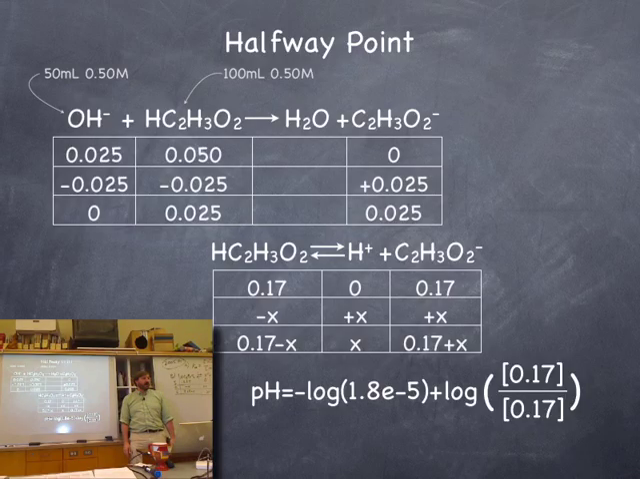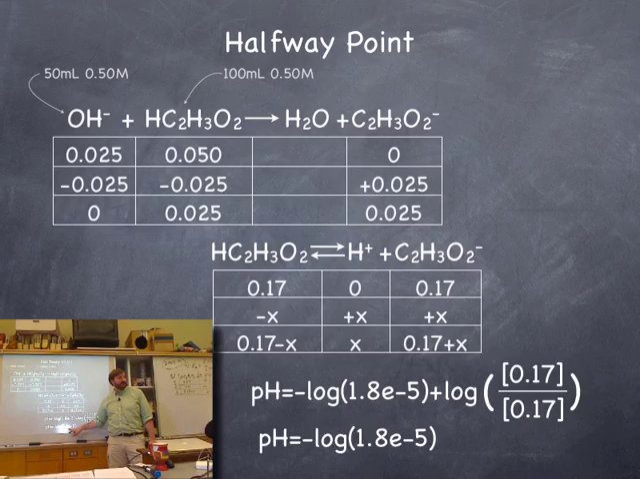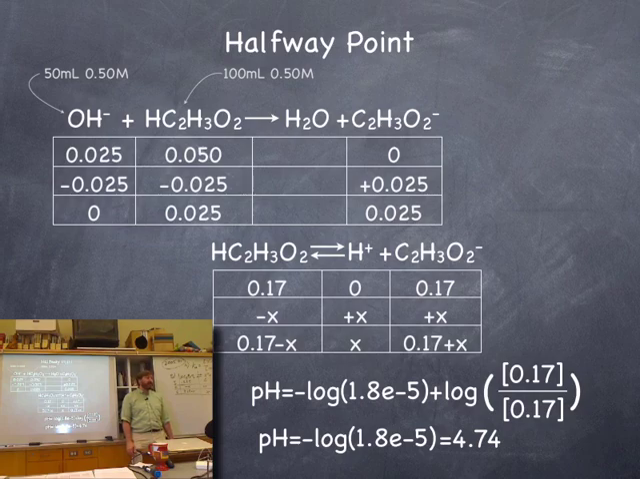What's the log of 1? It's 0. So at the halfway point, the pH is equal to pKa. In this case, 4.74. So that's what makes the halfway point really useful to us. If we can figure out the halfway point from our experimental data, and there are ways we can do that, then we can figure out what the pKa is, and from that, the Ka value of an acid.